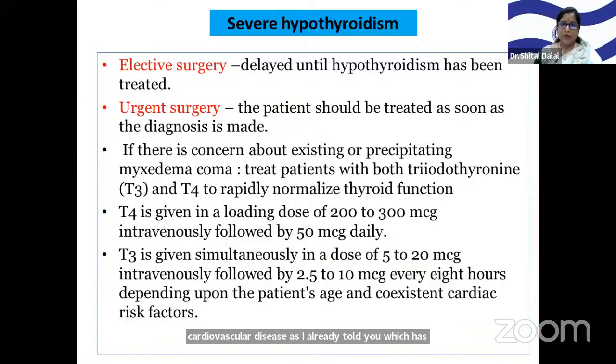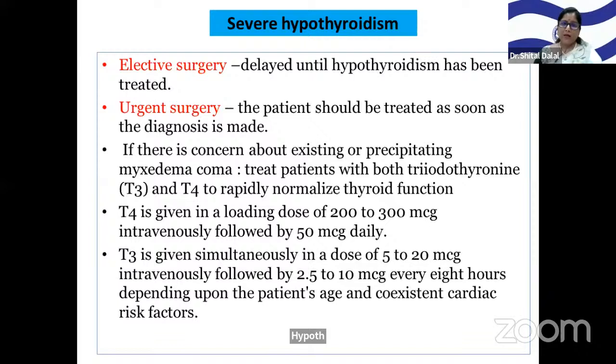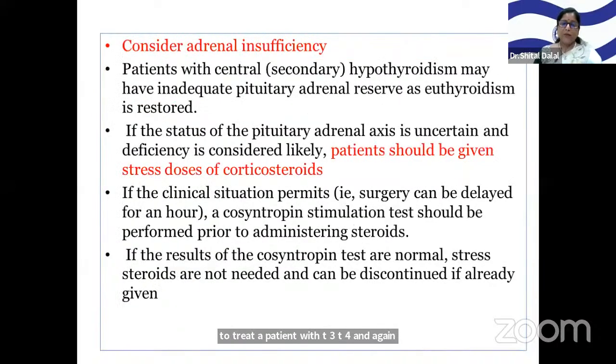So what about severe hypothyroidism? For elective surgery, you can delay until the hypothyroidism has been treated. In urgent surgery, you have to treat the patient with T3, T4, and again the L-thyroxine. But at the same time, you have to consider adrenal insufficiency, and we can cover the patient with a stress dose of corticosteroids.